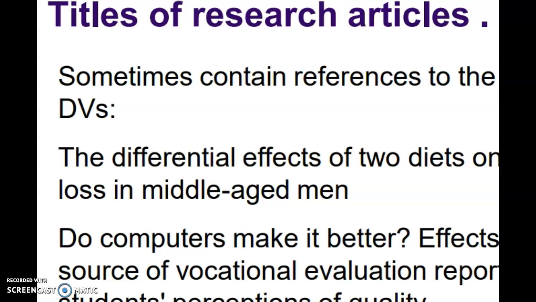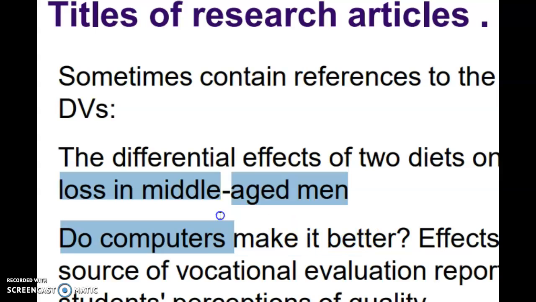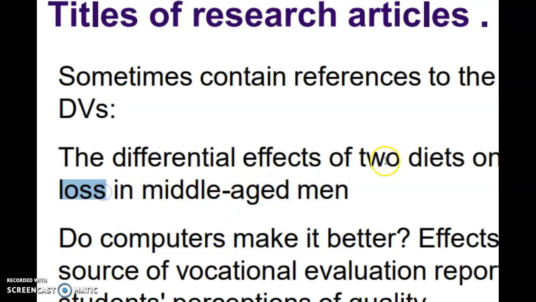The first one says the differential effects of two diets on weight loss in middle-aged men. Can you look closely at this and determine what's the independent variable and the dependent variable? So the differential effects of two diets. So we're looking at the two diets here. That's the independent variable. And then weight loss is the dependent variable that we're talking about.